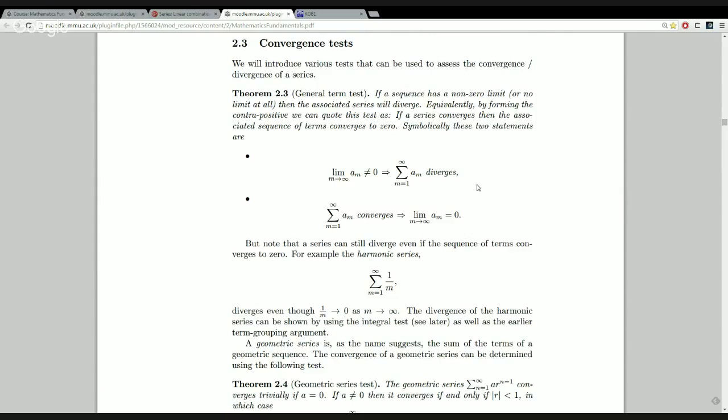Note that you can't apply this to the harmonic series. This test doesn't tell you anything about the harmonic series. So you look at the harmonic series, you examine the terms, you say, well, yeah, the terms converge to 0. So this test just kind of says, well, yeah, I can't say anything about that. It may be convergent, it may be divergent. That's all this test can say about the harmonic series.